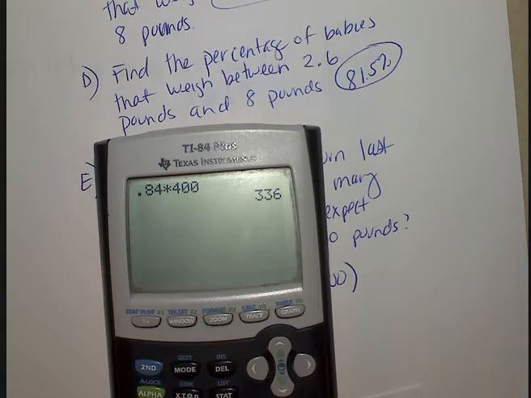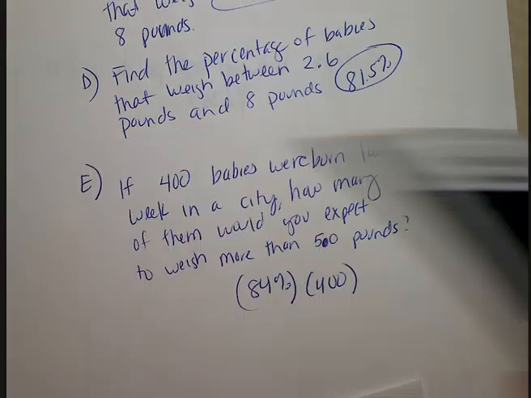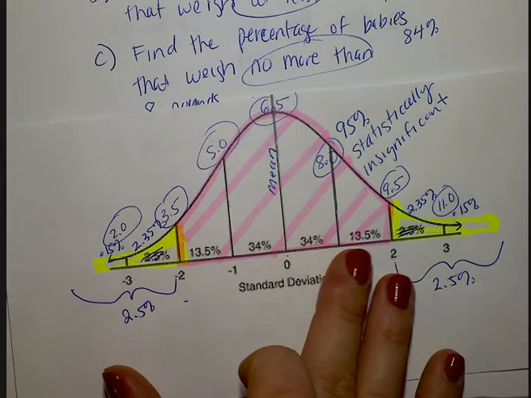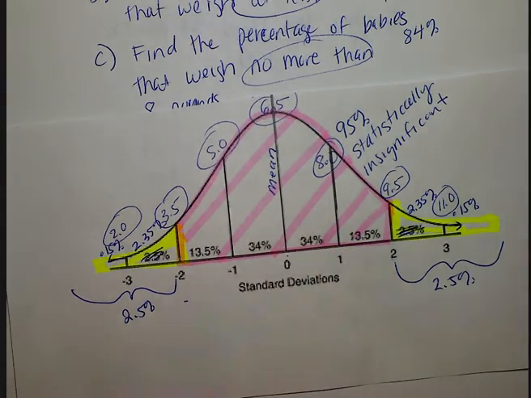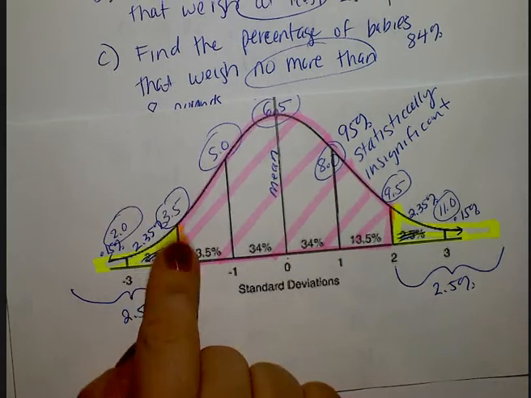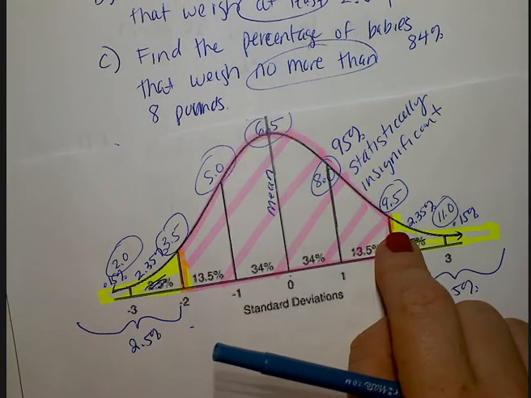Okay, here's your very last one. You're not going to write anything down on paper. You're only going to answer this with your partner. Are you ready? Here we go. 95% of all babies born in Asia, according to this information, weigh between 3.5 and 9.5 pounds. Are we comfortable with that?